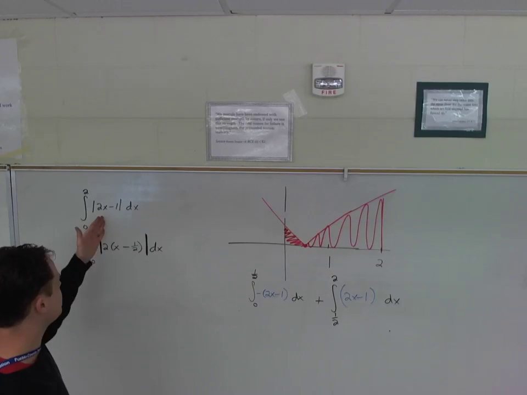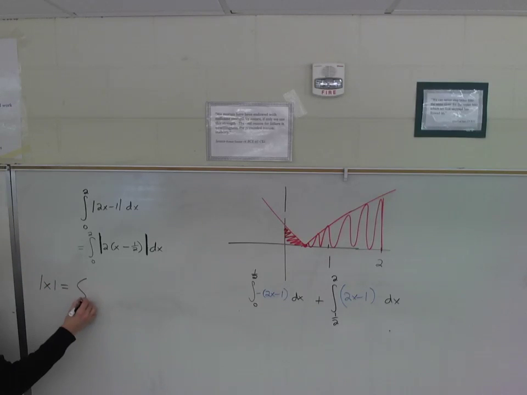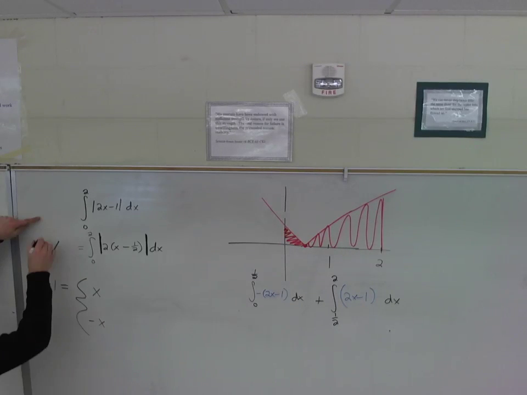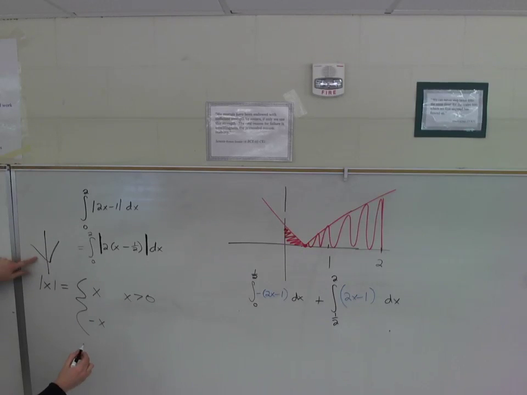Because for absolute value, remember, what is absolute value? Absolute value of x to begin with. Why does this make sense? It's x in one place and it's negative x in another place. The absolute value looks like this. It's x for x greater than 0, and it's negative x for x less than 0.